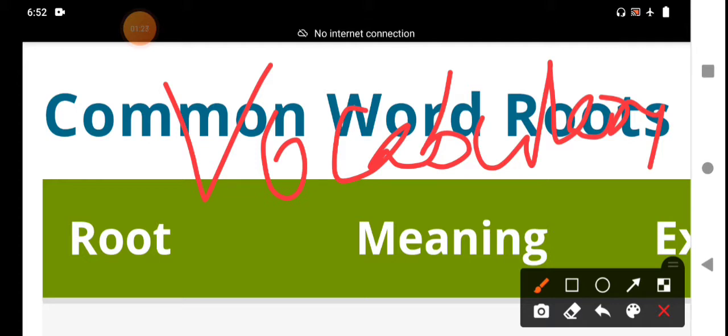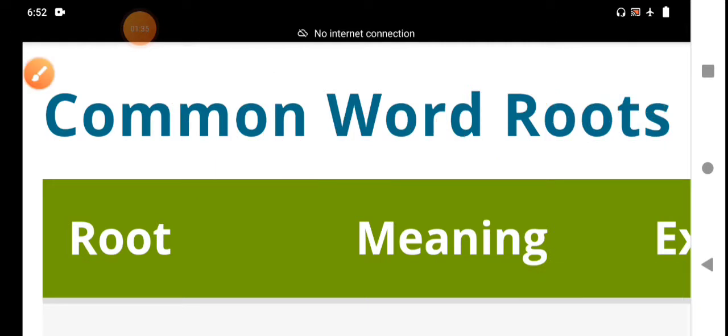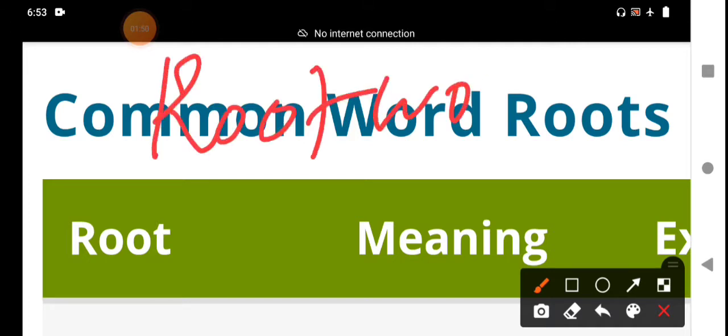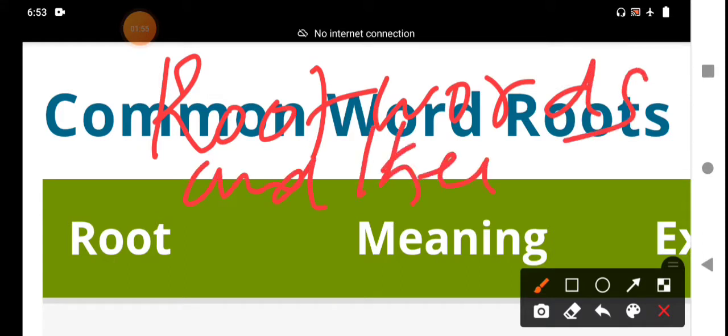In today's session, we are going to start a new topic. The name of the topic is common root words. This topic is also called root words and their meanings in English. They may come either as prefixes or suffixes.